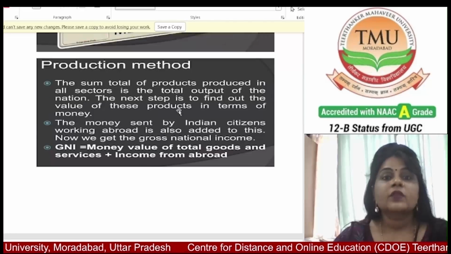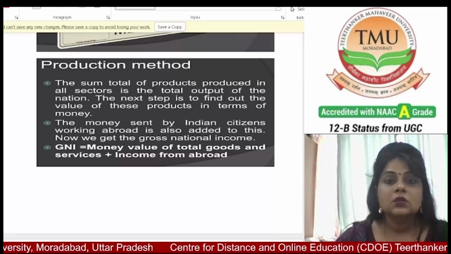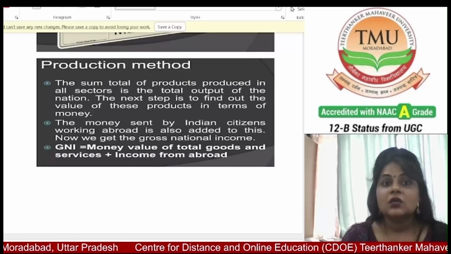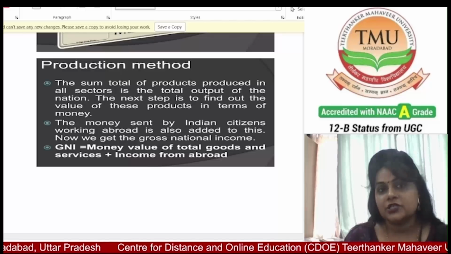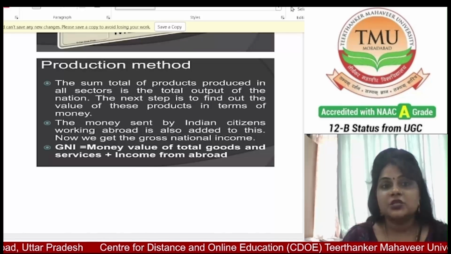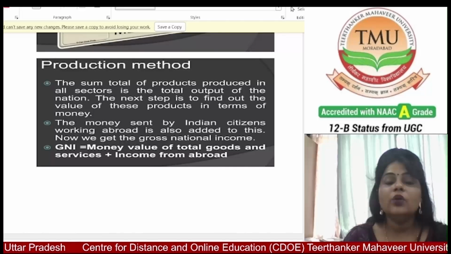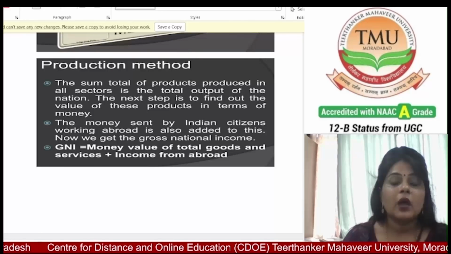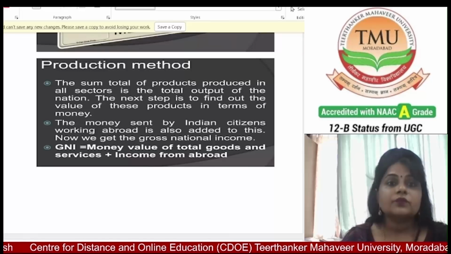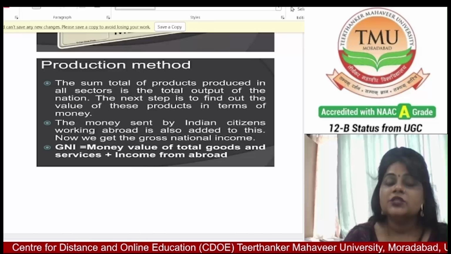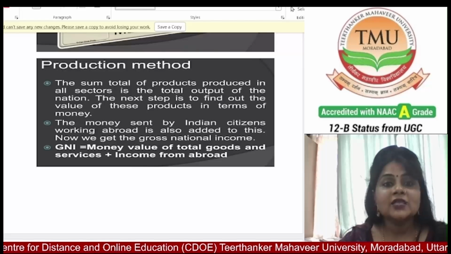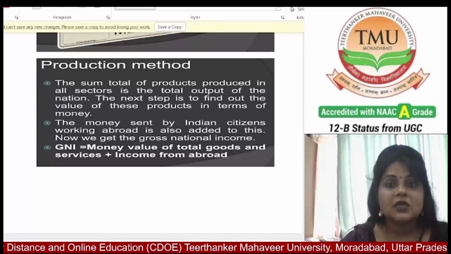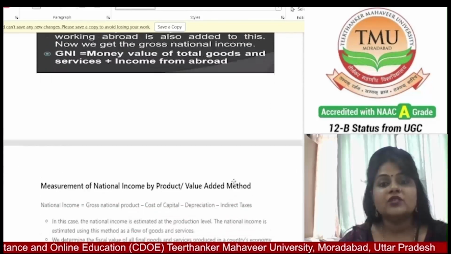Now, the production method. The sum total of products produced in all sectors, primary sector, secondary sector, and tertiary sector, is the total output of the nation. The next step is to find out the value of these products in terms of money. The money earned by Indian citizens working abroad is also added to this. Now we get the gross national income, GNI: money value of total goods and services plus income from abroad. I have also discussed what GNI and GDP are in the concept of national income in my previous video.